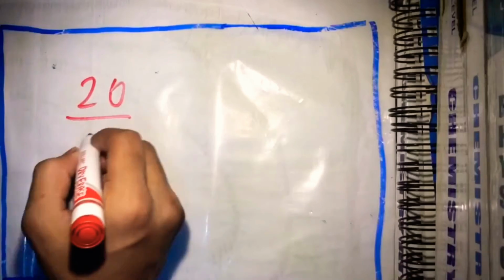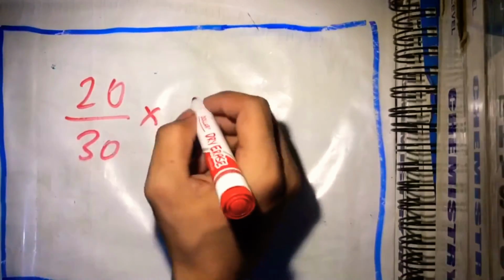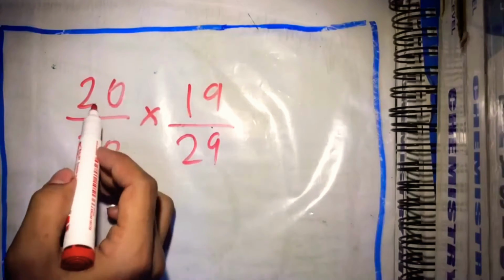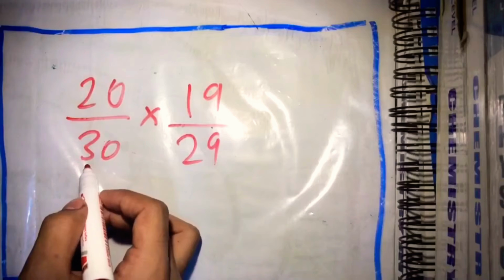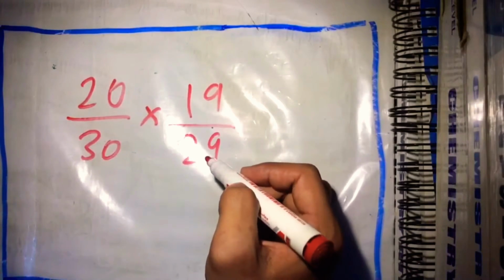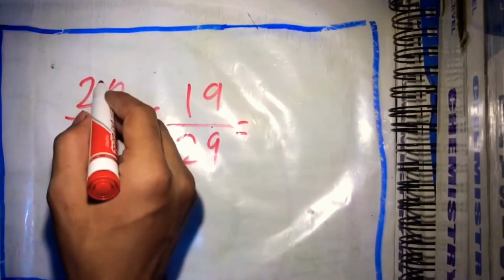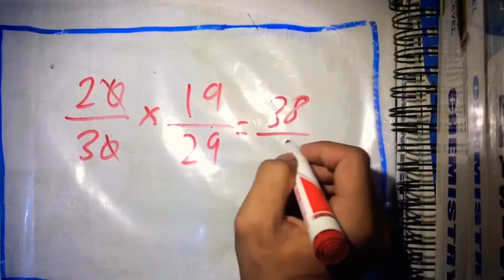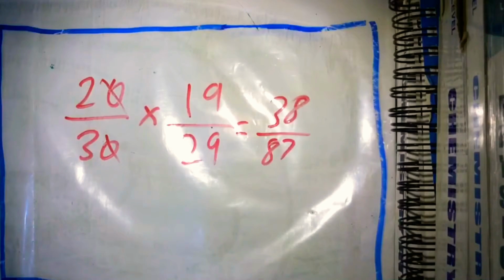In this case, one boy out of the 30 and then one more boy out of the remaining 29. In the beginning there were 20 boys, so 20 upon 30, 30 was the total. And then as one boy was selected, there were 19 more boys and 29 more children in the class. So the answer will be 38 upon 87.